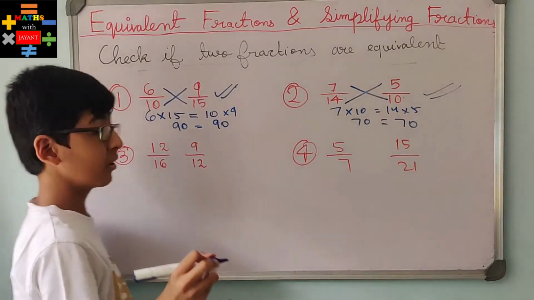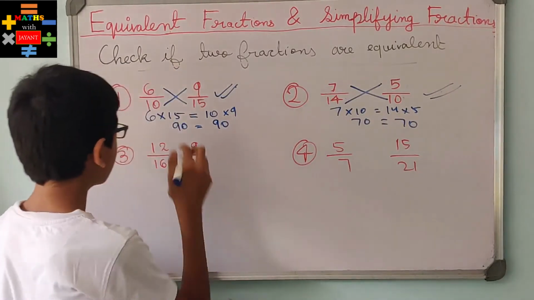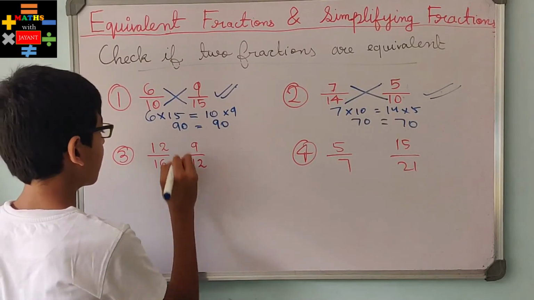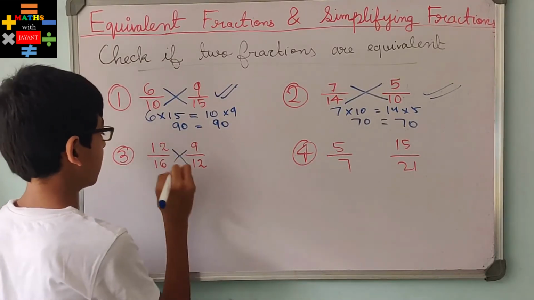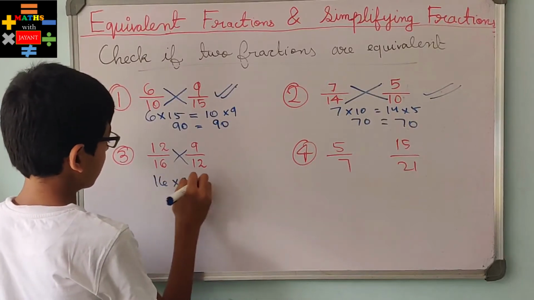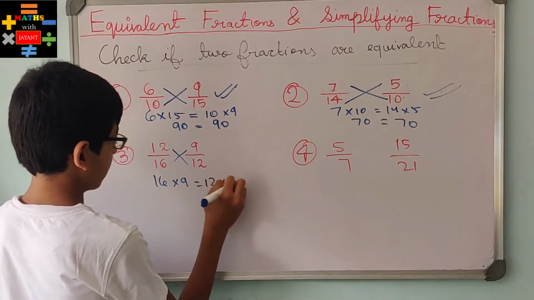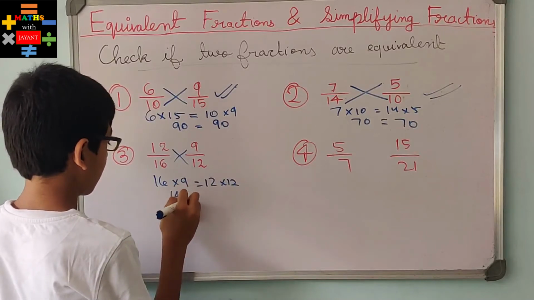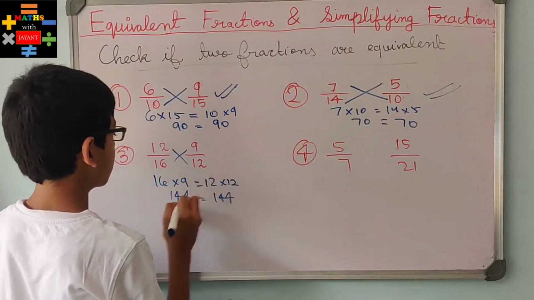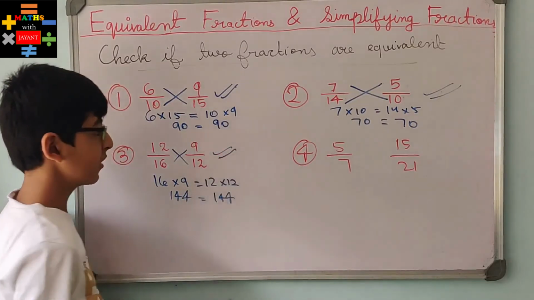Next one, over here you will have to be dealing with big numbers, 12 by 16 and 9 by 12. How do we check if these two are equivalent? Use cross multiplication. 16 into 9 should be the same as 12 into 12. So like this, 16 into 9 gives us 144, 12 into 12 gives us 144. And as both of them are the same, these fractions are equivalent.